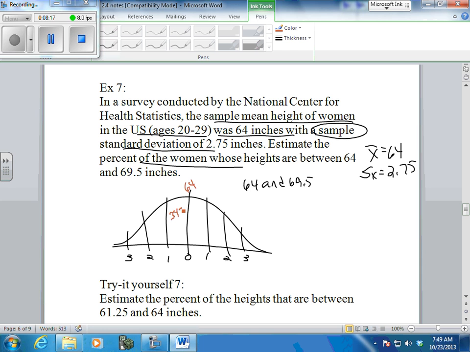34%, right? 34%. That looks like a 13.5. 13.5. 2.35. 2.35. Wait, am I missing one? 2.35. Alright, standard deviation is 2.75. So 64 plus 2.75 is 66.75. Yep. I'll be your calculator person. And then another 2.75, that'll be 69.50.